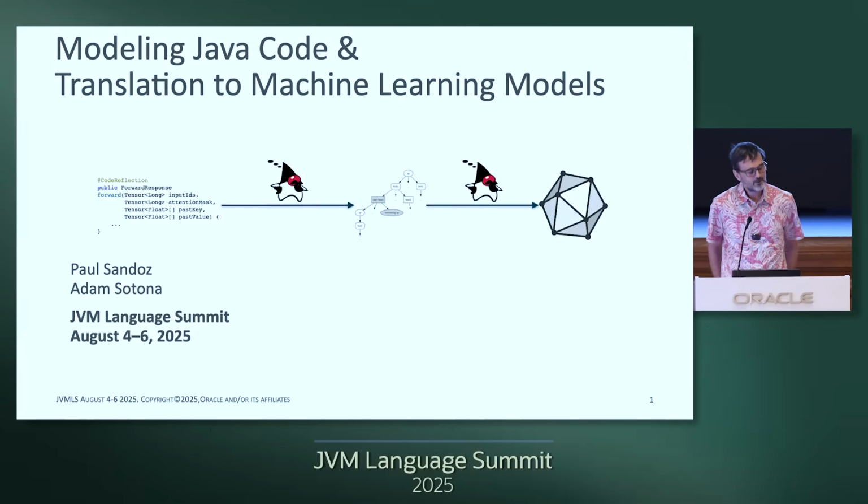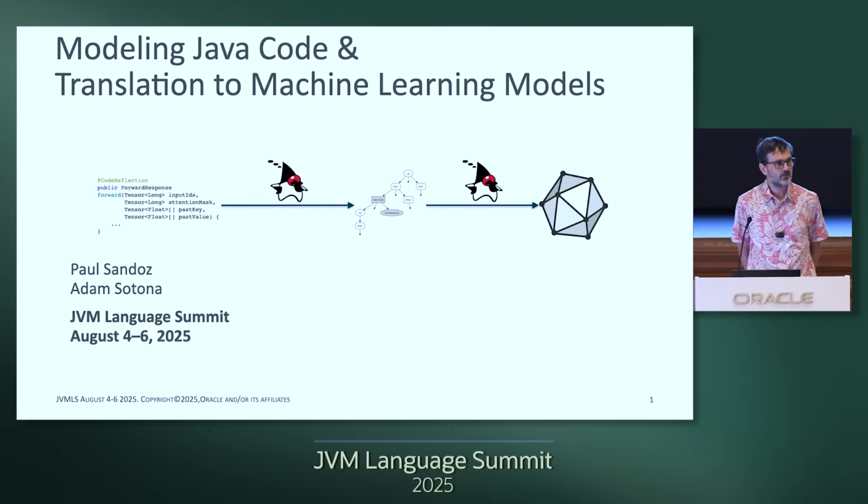And so I'm going to talk about how we can take Java programs and symbolically model them as code models. And that's part of the code reflection feature. Then Adam's going to talk about how he takes these Java code models and extracts machine learning models out from them and executes them in interesting and funny ways. And so that's what we're going to talk about.